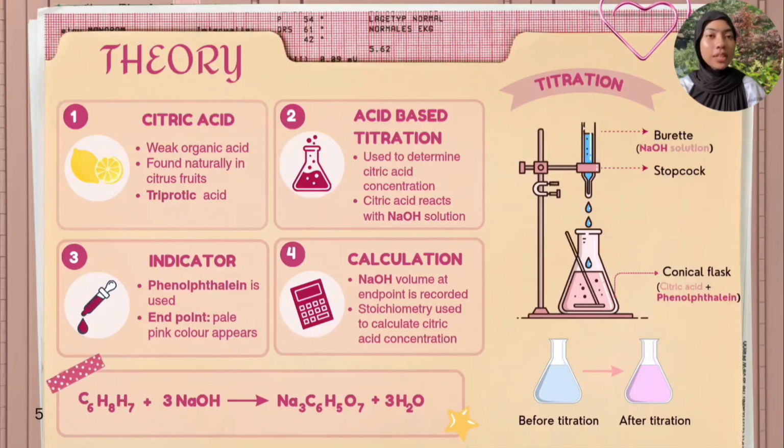We use phenolphthalein as the indicator. It is colorless in acidic solution and turns pale pink when the endpoint is reached. The volume of NaOH used is then recorded and used in the stoichiometric calculation to determine the concentration of the citric acid. The balanced chemical equation is shown at the bottom of the slide.